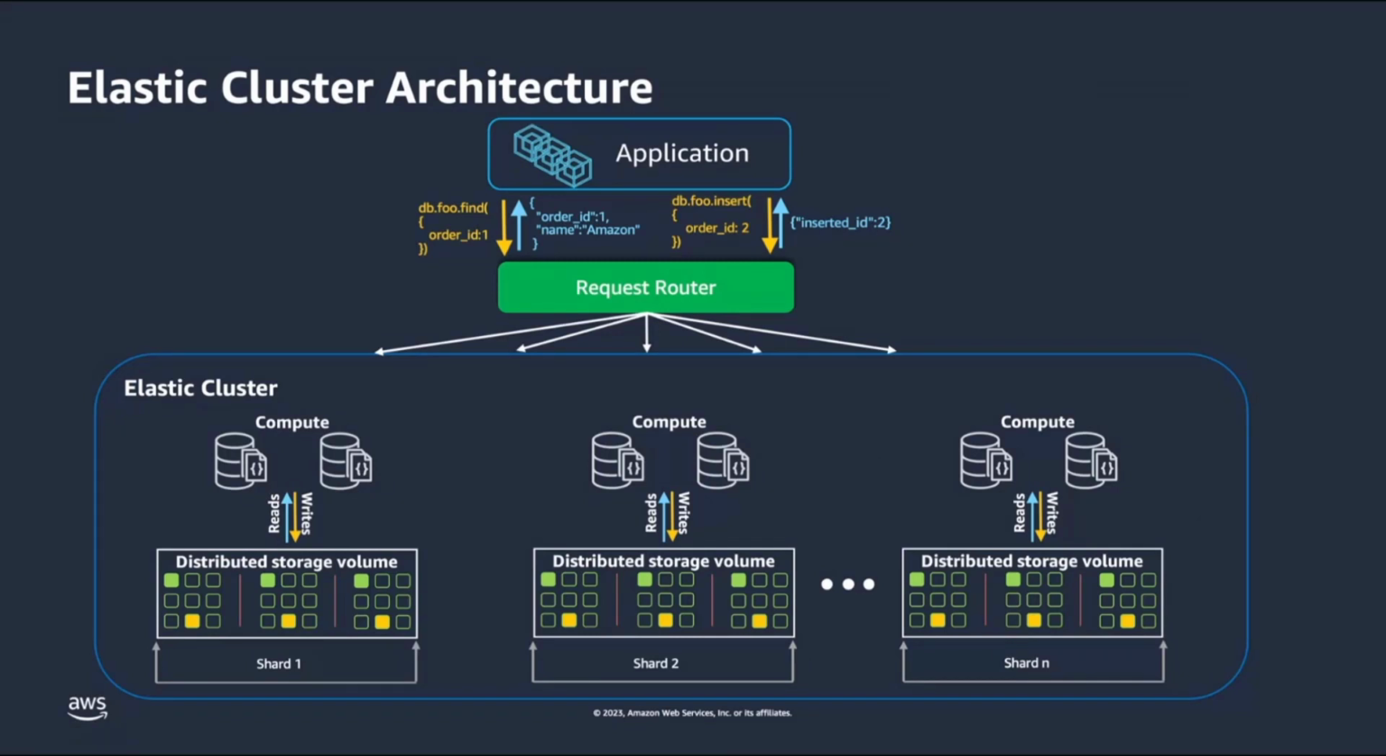in an Elastic cluster. From the client application perspective, it's just the same as connecting to a regular instance-based DocumentDB cluster. But in this case, we have this request router that you see here on the screen, which is going to route the read and write traffic to the appropriate shard based on the shard key that has been defined when the cluster was set up.